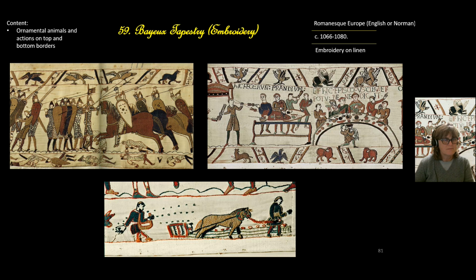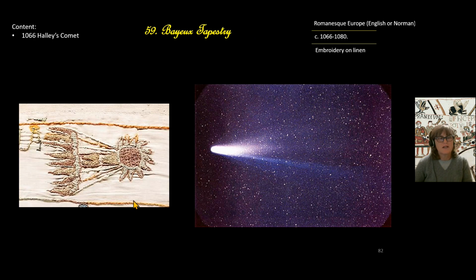So the Bayeux embroidery is really invaluable because it tells us about life in England in 1066. So, for example, here is a comet that's embroidered onto the tapestry. It's Halley's comet that came by Earth in 1066, and it came by in the 1980s. This is a picture from the 1980s. So a super bright comet that would have been noticeable at the time.